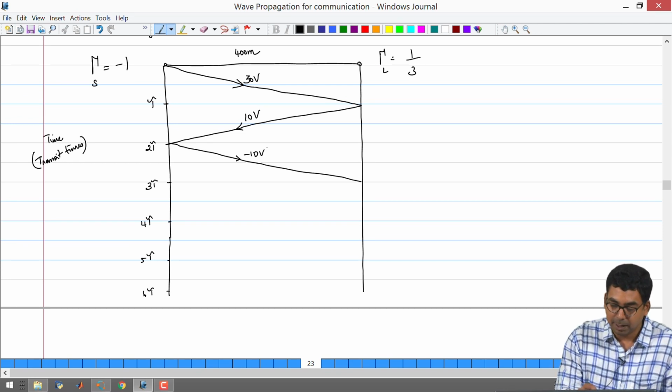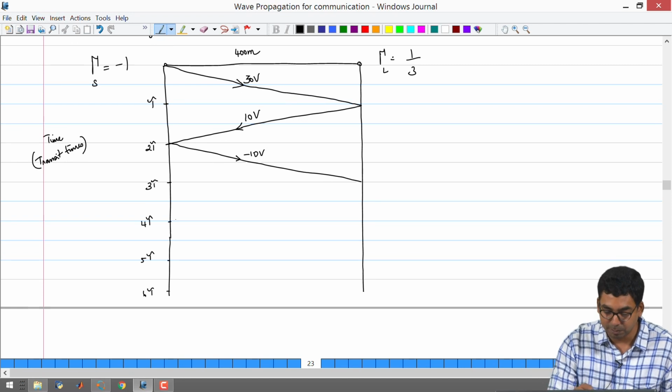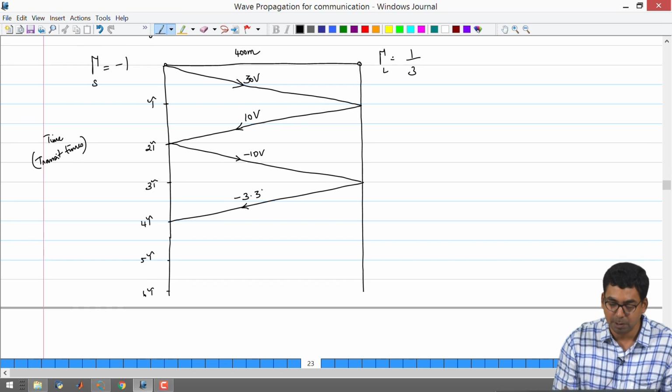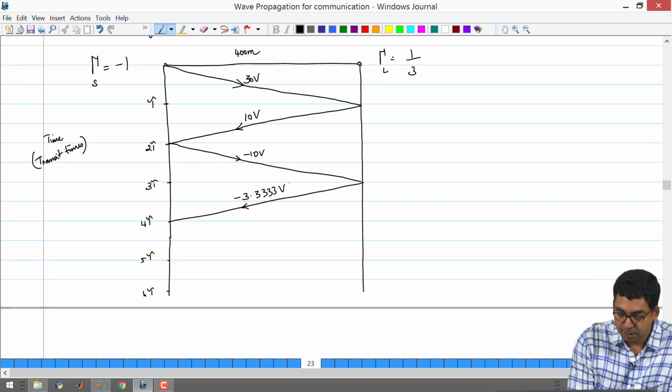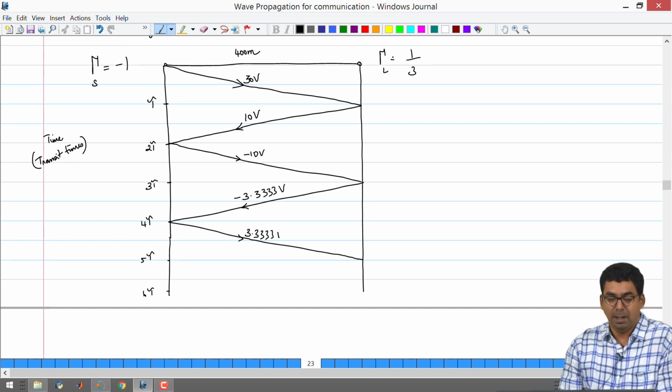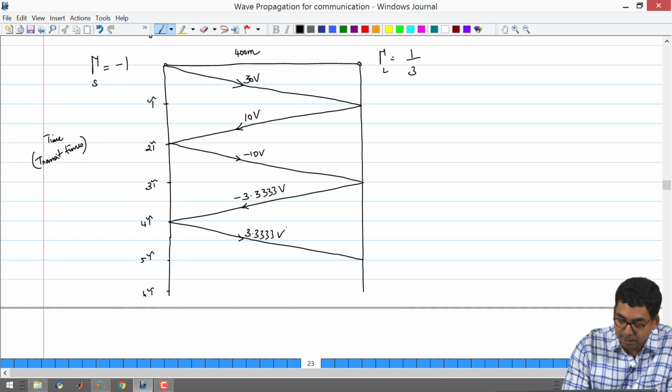Okay. And then you will have a reflection coefficient of 1/3. So, I will be having minus 3.3333 volts. Okay. Once again, the reflection coefficient at the source is going to be minus 1. So, I will be having... it keeps going. We have marked 6 transit times, so let's just finish this diagram for the 6 transit times.